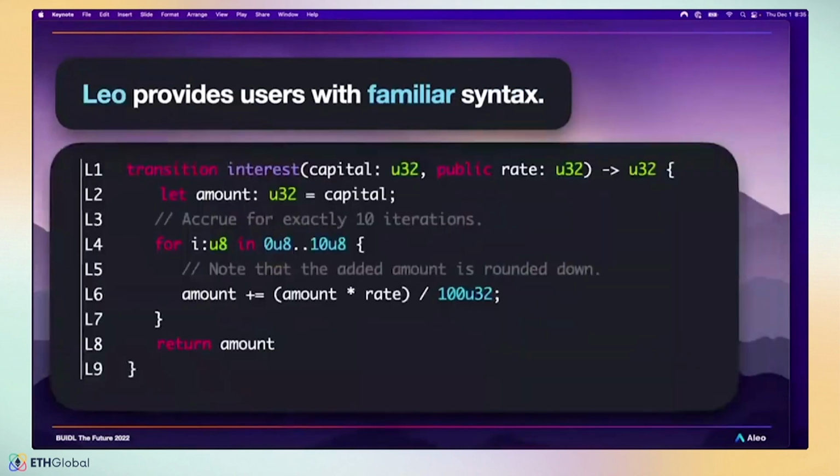So let's look at a little bit more complex example. Here we have an interest calculation that compounds for 10 iterations or 10 periods. We take in as input capital, a public rate, and just calculate the interest via a simple for loop. I think this should be familiar to most programmers coming from any language here. One thing to call out is that loops in Leo must be static integer literals.